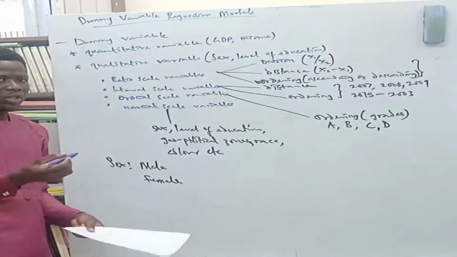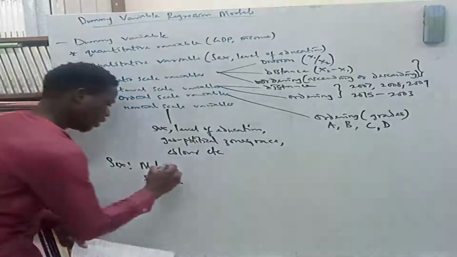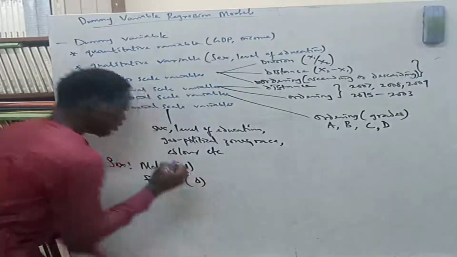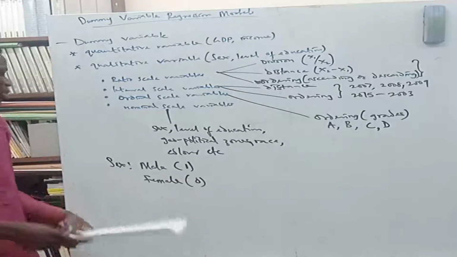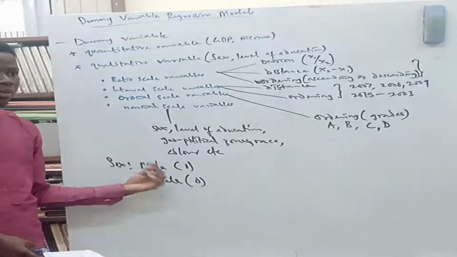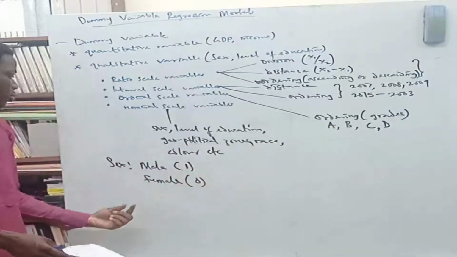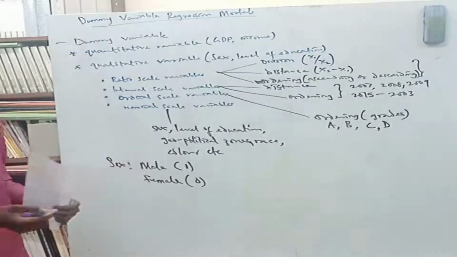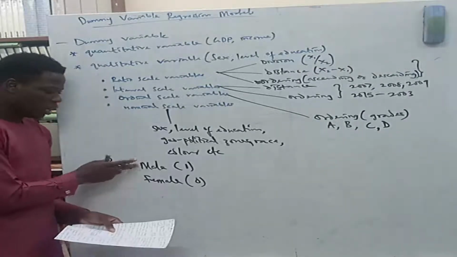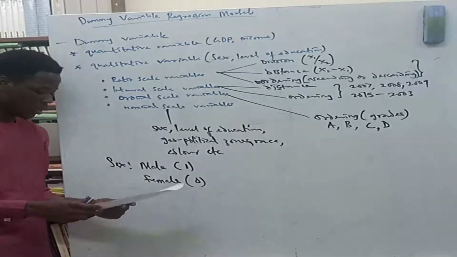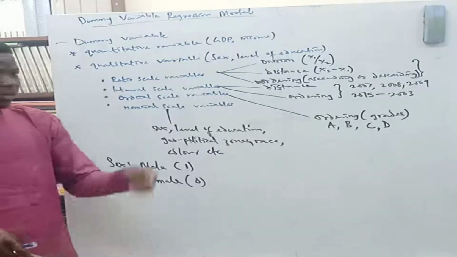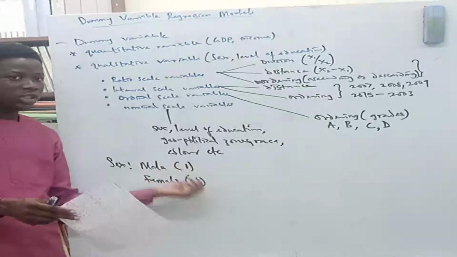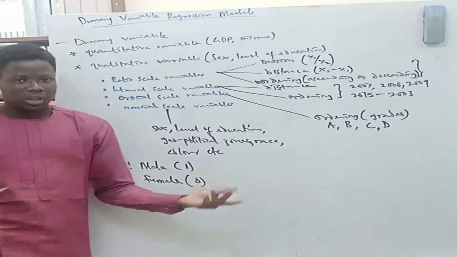It's just like you give it a code: if it's male, 1, and if it's female, 0. So in your analysis, anywhere you have male, you put 1, and anywhere you have female, you put 0. That is what you are going to be using in your analysis. You should understand that male is 1 and female is 0, so 1 indicates the presence of an attribute, while 0 is otherwise.